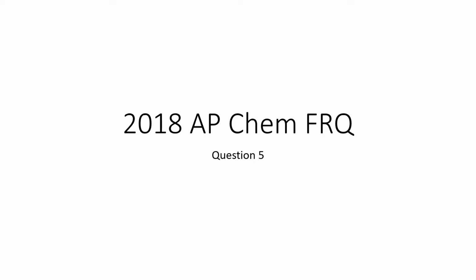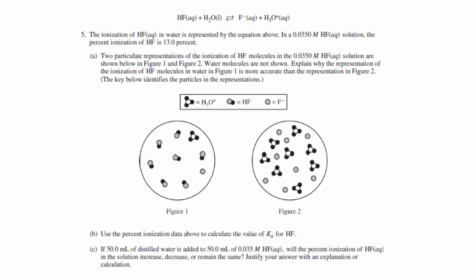This video is meant to go over question 5 in the 2018 AP Chem FRQ. This is a short response question. In this question, we have the equilibrium reaction between hydrofluoric acid and water so that it dissociates into the two ions, and that weak acid dissociation is represented by the equation above. In a 0.035 molar solution, the percent ionization is 13%.